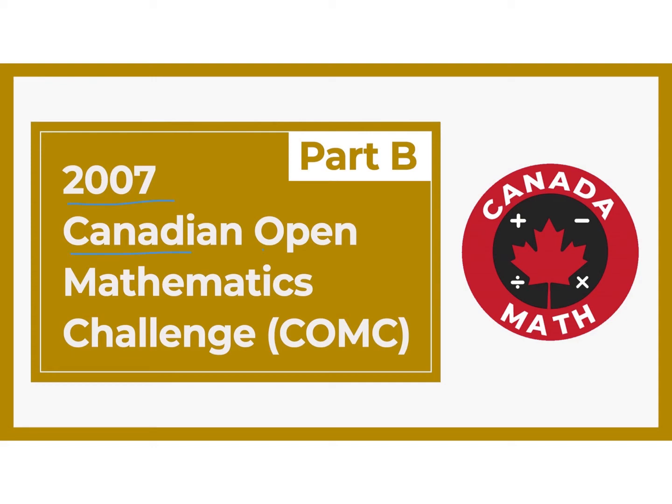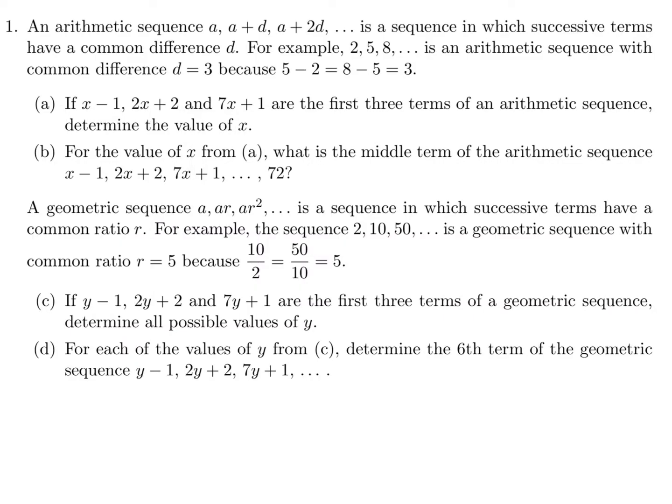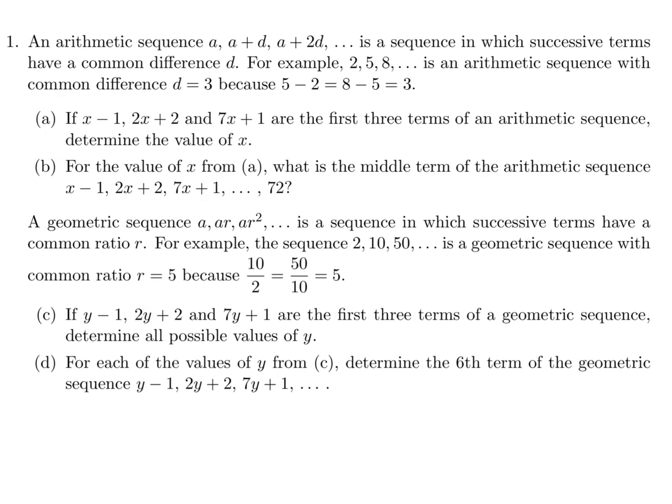2007 Canadian Open Mathematics Challenge, Part B. An arithmetic sequence a, a plus d, a plus 2d, is a sequence in which successive terms have a common difference d. For example, 2, 5, 8 is an arithmetic sequence with common difference d equals 3, because 5 minus 2 is equal to 8 minus 5, which is 3.